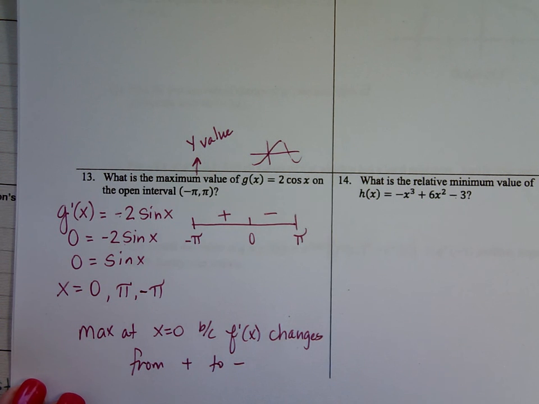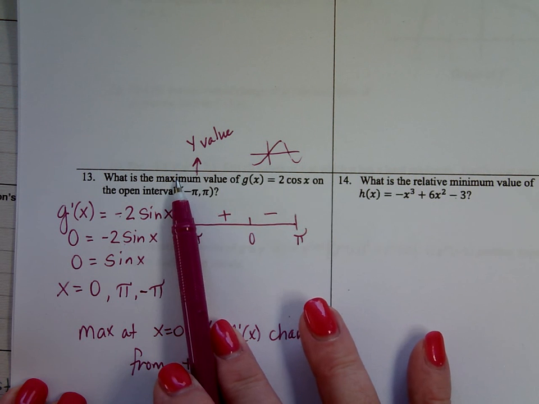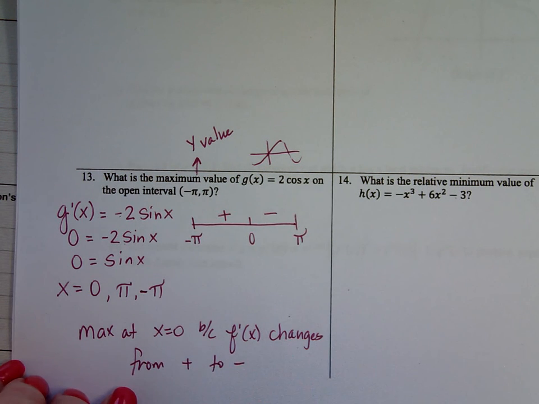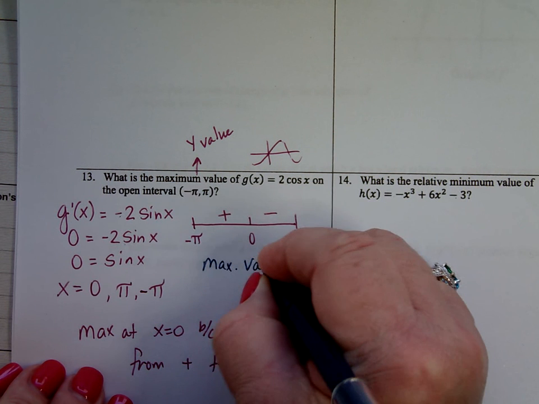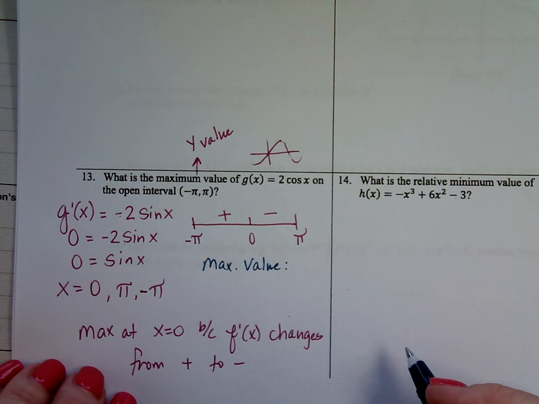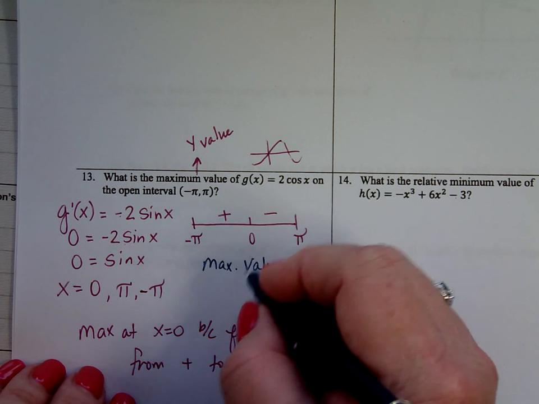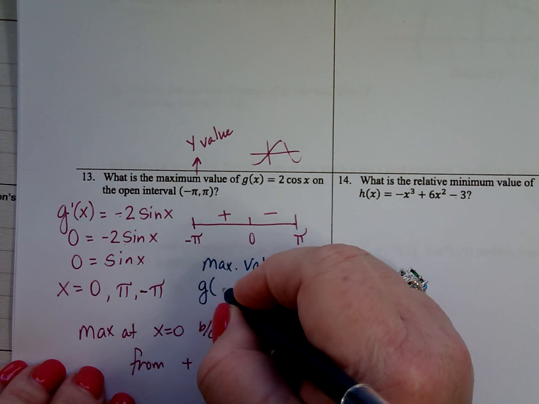But that's not what it's asking me. It's asking me what's the maximum value. So in other words, to find the maximum value, I need to take that x value and plug it back into the original equation to figure out what the y value would be. So I want to know what g of 0 would be.